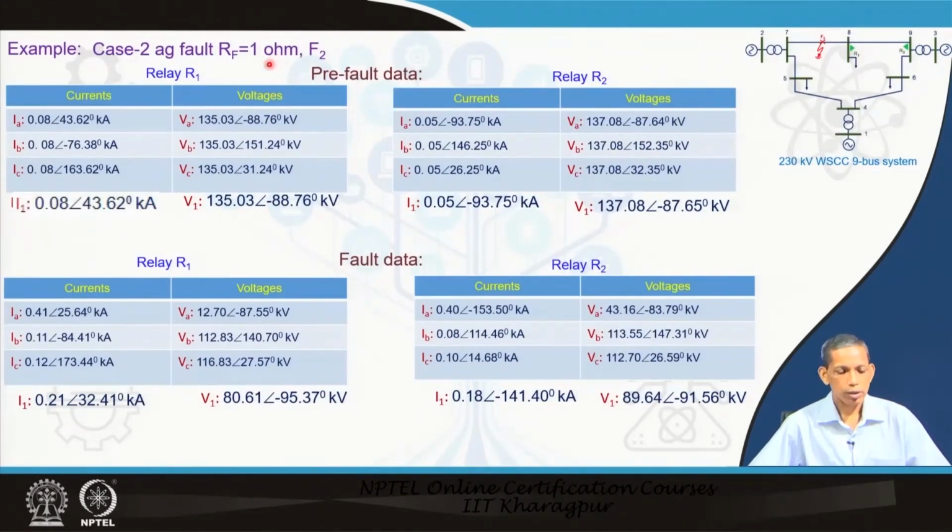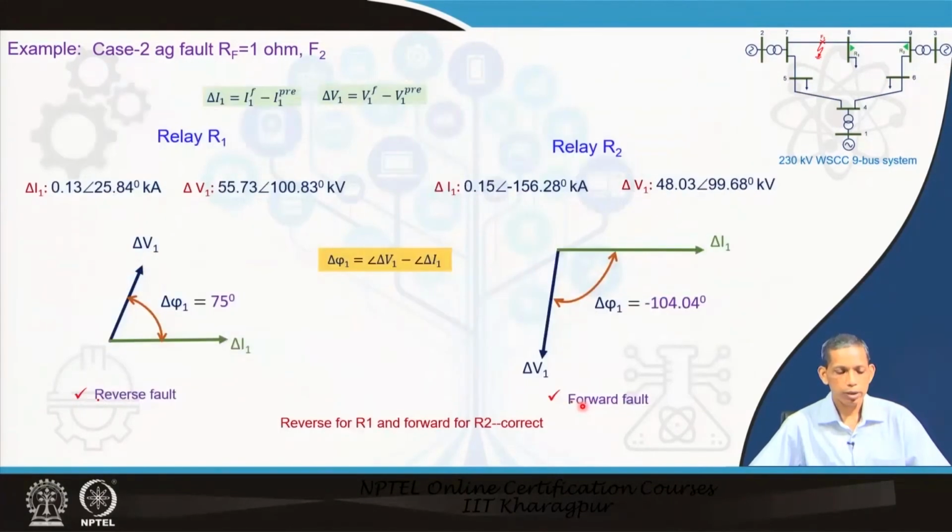For F 2 side, this is forward for R 2 and reverse for R 1, we have pre-fault data sets and we have fault data sets. Then compute the I 1 and V 1 for each set. For the fault data also like that, I 1 and V 1. Now, we will compute for this case for relay 1 using these relations delta I 1 and delta V 1. So, delta I 1 is this and delta V 1 is this for relay R 1. Also delta I 1 and delta V 1 for relay R 2.